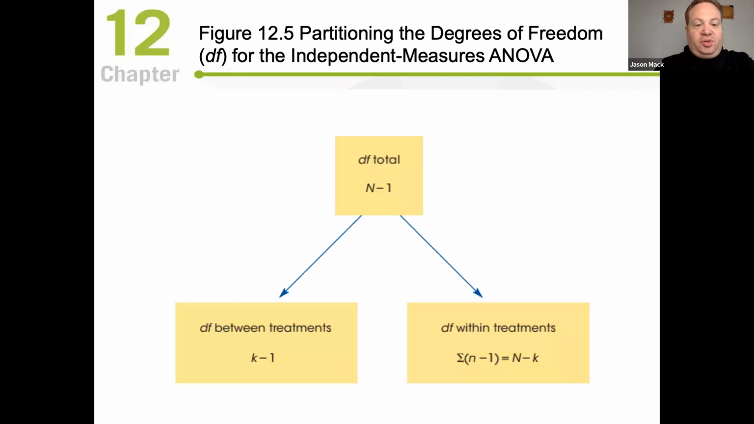Partitioning degrees of freedom: total is n minus 1, degrees of freedom between treatments is k minus 1, and degrees of freedom within treatments is the sum of n minus 1, which is equal to n minus k. No worries, I have worksheets and Excel too, which will walk us through that.